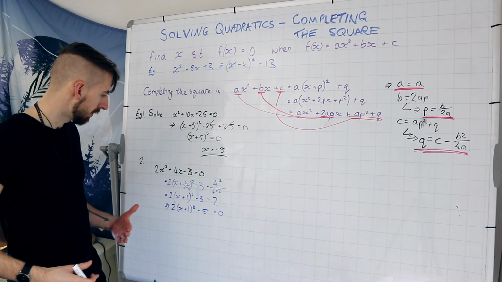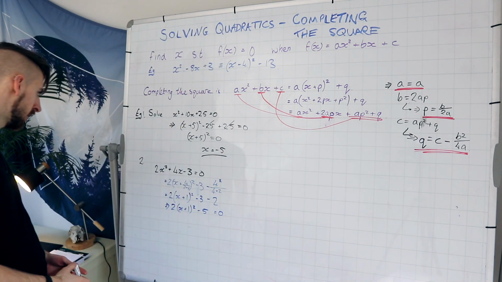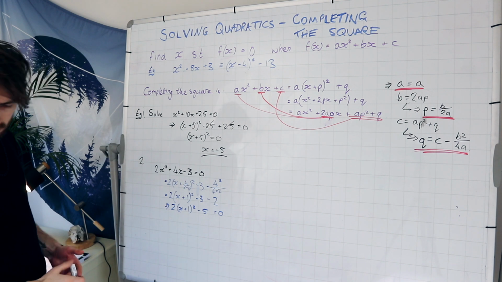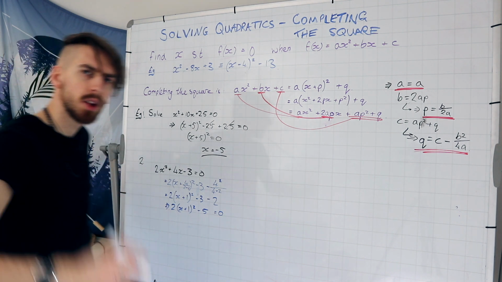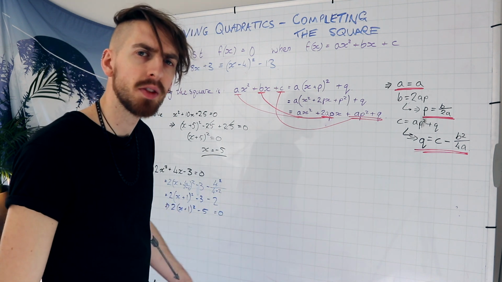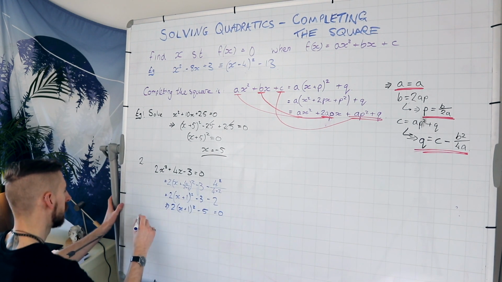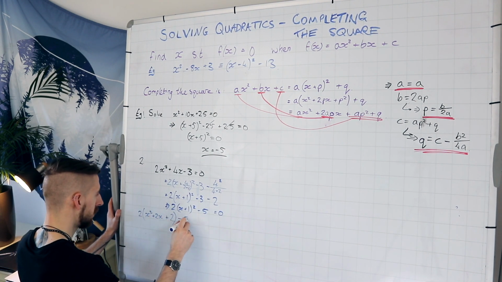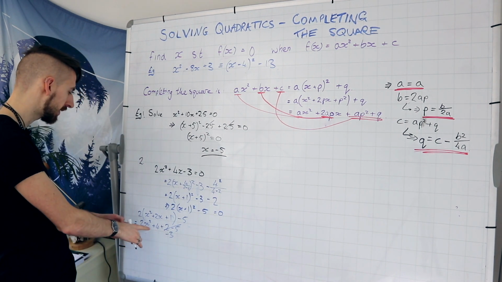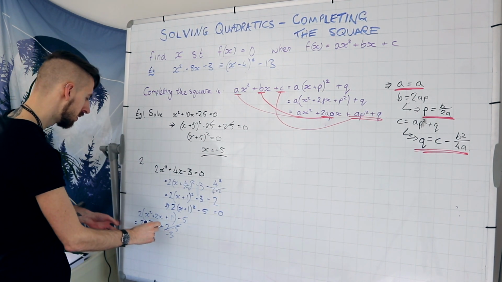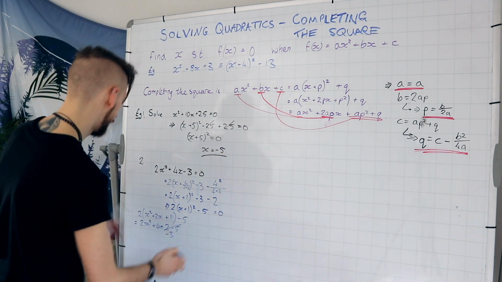I feel this is a bit of a funny one, so I'm just going to take a moment to check it. The way that you can check it is just expand it all out and see if it works. Let's just do that. Look at that, it works. So we're back at 2x squared plus 4x minus 3. So it does work. Let's just get rid of that.